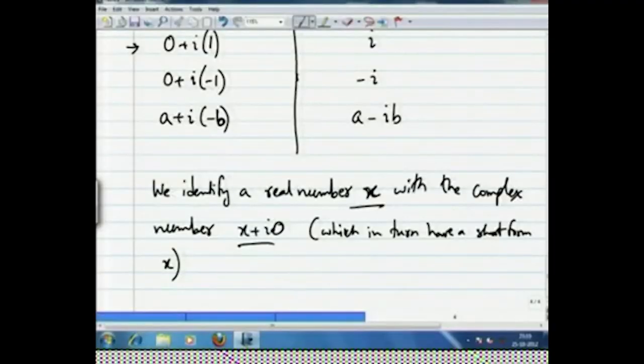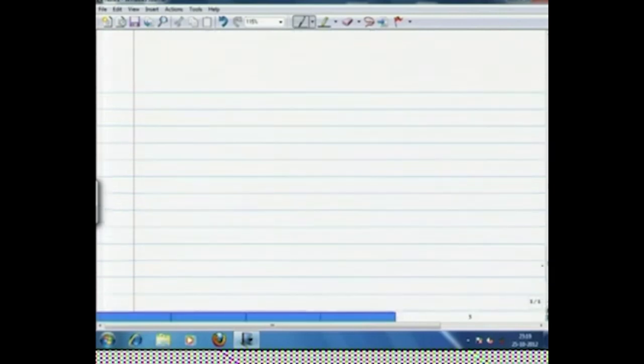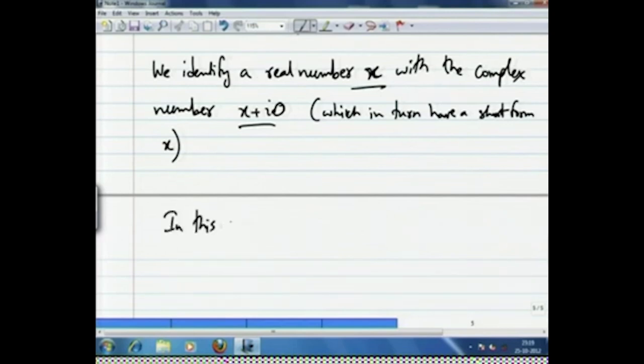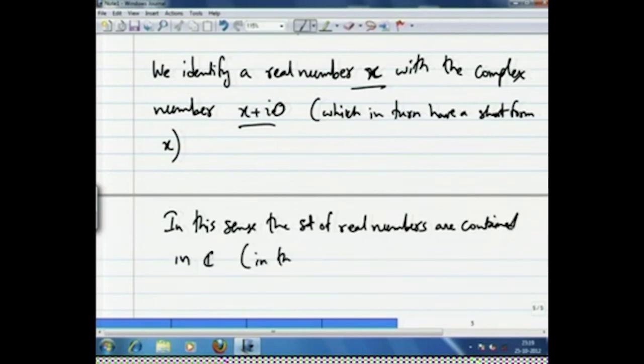Okay. So, in that sense the representation of a real number x as the complex number x plus I times 0 is faithful. But for now we identify these numbers that way. And also in this sense, the set of real numbers are contained in C, in the form of the set a plus I times 0, like I pointed out, such that a belongs to R, contained in the set of all a plus I b, such that a comma b belong to R. This is the set of complex numbers.